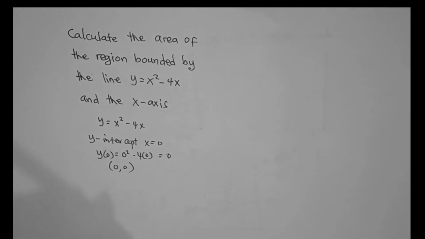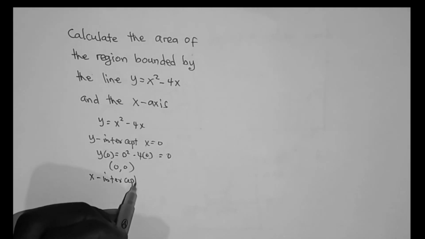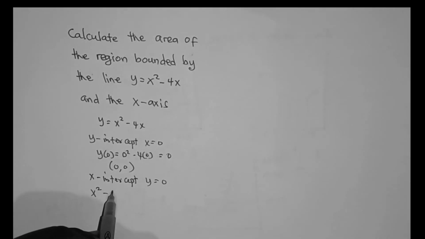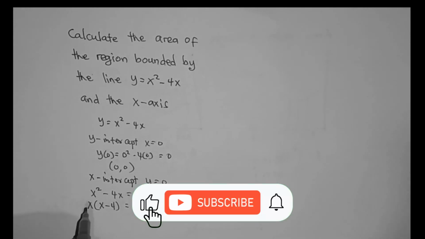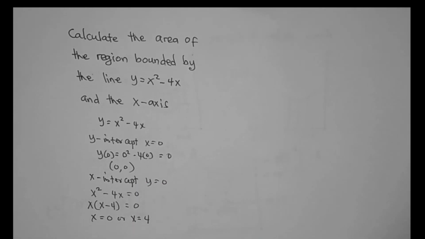And then let's also find the x-intercept. For the x-intercept, y is equal to 0. So this implies that x squared minus 4x is equal to 0. Let's factorize x. So this becomes x times (x minus 4) is equal to 0. So the values of x are x equals 0 or x equals 4. So these are the x and y intercepts, and therefore we also have the point (0, 0) and then the point (4, 0) on this curve.